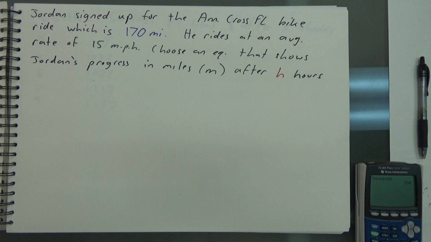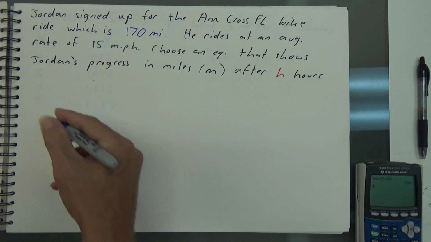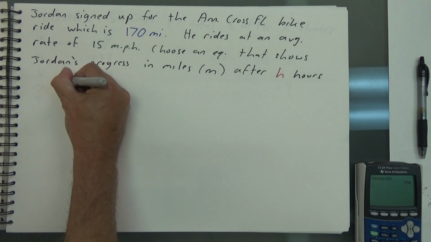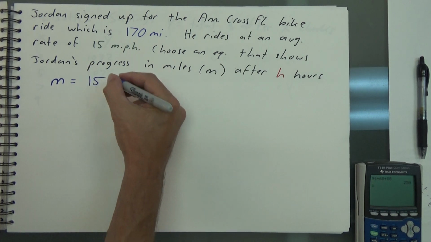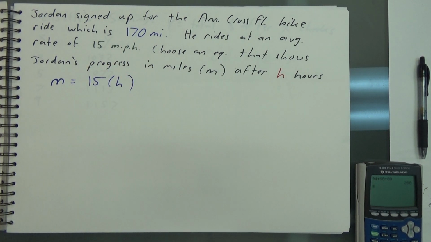Jordan signed up for the annual Cross Florida bike ride, which is 170 miles. He rides at an average rate of 15 miles per hour. Choose an equation, so there are answer choices on the review packet, that shows Jordan's progress in miles, m is the variable for miles, after h hours. Well, the correct one, all we need is his miles are equal to 15 miles per hour times h hours.